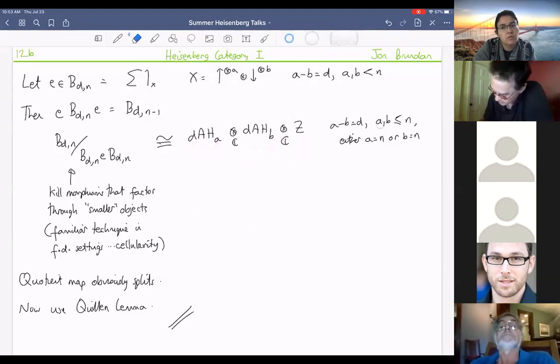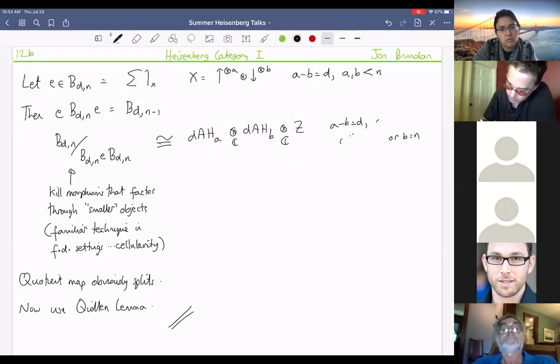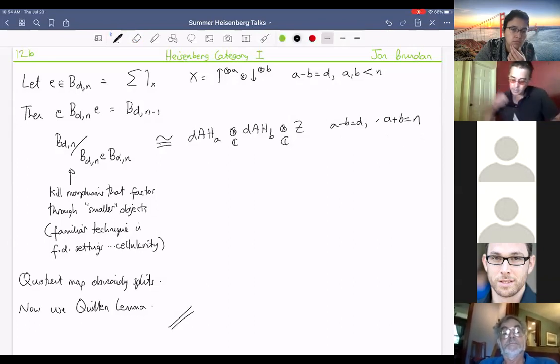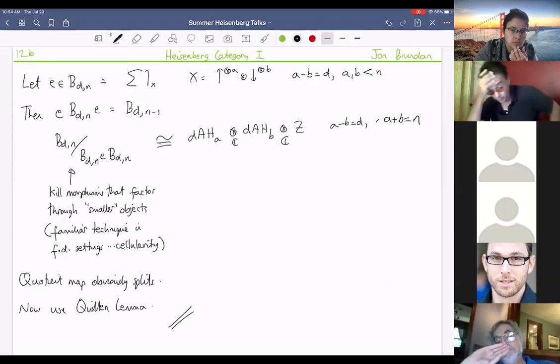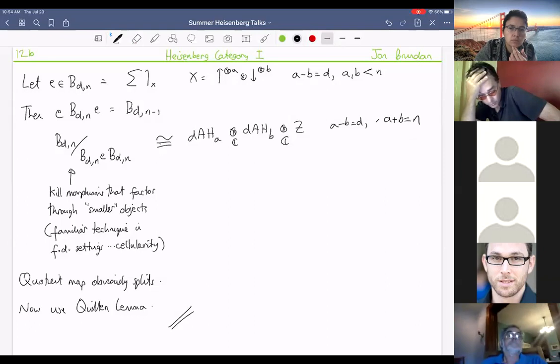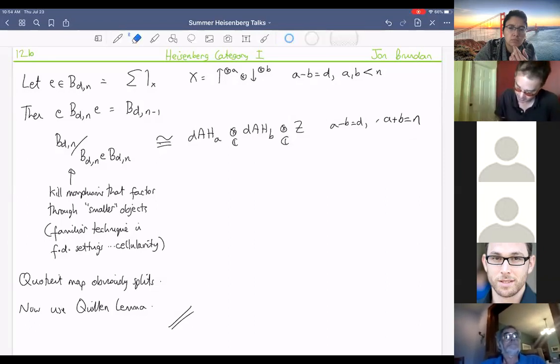And I know that's a typo there. I should just write A plus B equals N there. So now, finally, it's kind of obvious to see that I needed this splitting hypothesis in order to use my basic lemma.